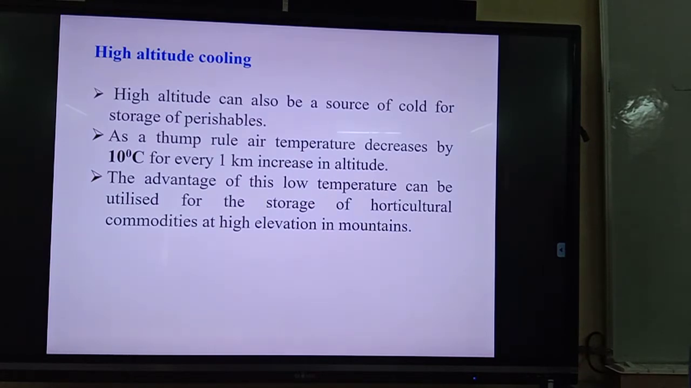High altitude cooling. High altitude cooling is actually a natural method of storage. Means at height, if we put our produce in the hills or mountains, then we can easily store it for a longer duration. The reason is that with every 1 kilometer increase in altitude the temperature decreases by 10 degrees centigrade. So at 1 kilometer of height the temperature will be 10 degrees centigrade lower. So with the help of this we can easily store our produce at higher elevation.